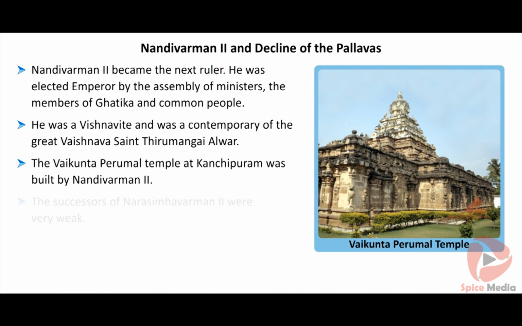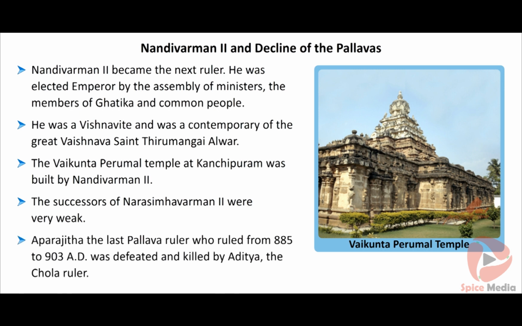The successors of Nandivarman II were very weak and they faced constant aggression from the Pandyas. Aparajita, the last Pallava ruler, who ruled from 885 to 903 AD, was defeated and killed by Aditya, the Chola ruler. With the death of Aparajita, the Pallava rule came to an end.